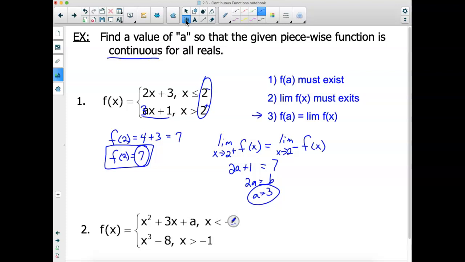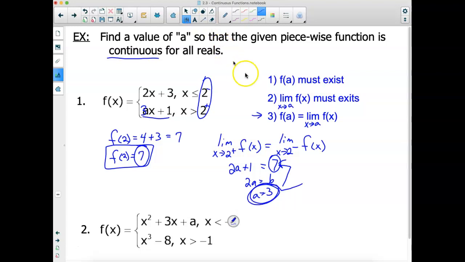And then the last one is right here. f of a has to equal the limit as x approaches a, forgot to put that in there, but the limit as x approaches a has to equal f of a. So I need all those to come together, and I can see if a is 3, my limit exists, and my limit is 7, because I can see coming in from the right, and f of 2 is 7. Therefore, if a is 3, it makes this function continuous.